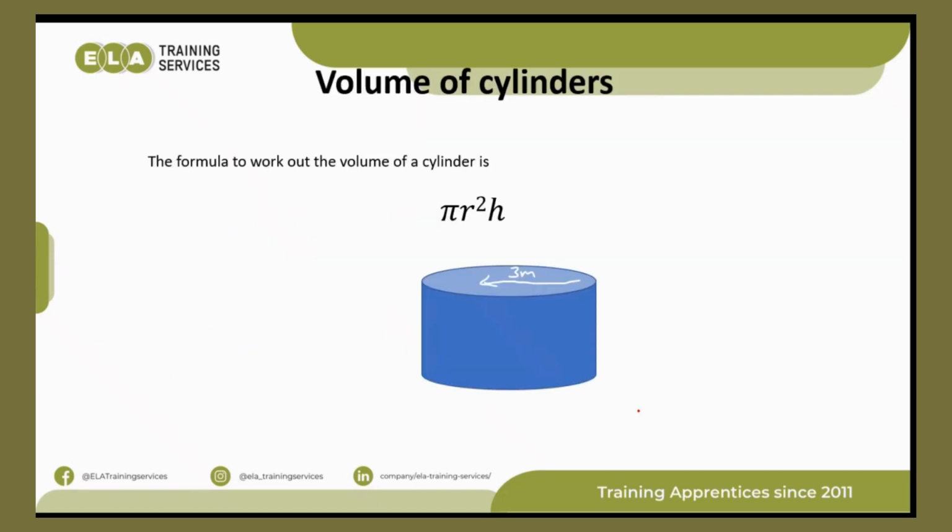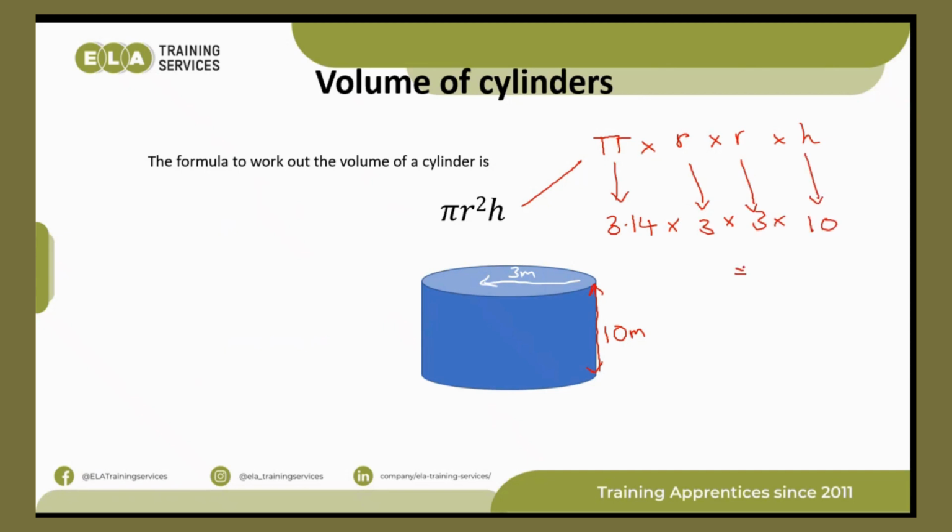So the next volume we are going to look at is cylinders. And the formula to work out the volume of a cylinder is what we call pi r squared h, or pi times radius squared times the height. So looking at this cylinder, imagine that it had a radius of 3 metres and a height of 10. We are going to do 3.14 multiplied by 3 multiplied by 3 multiplied by 10.